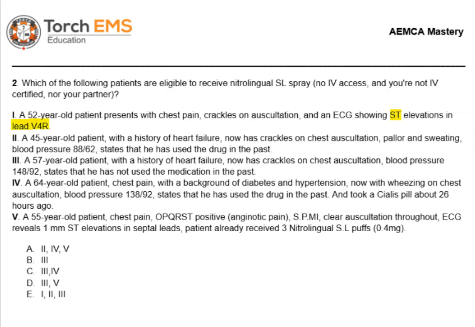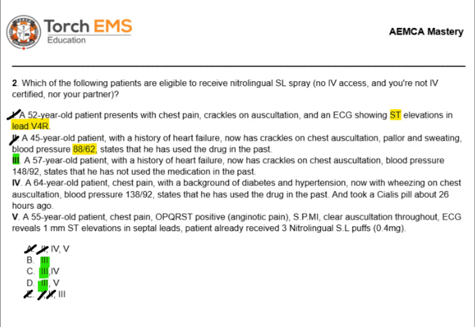In choice number 1, ST elevation in lead V4R indicate right side MI. In this case, nitroglycerin is contraindicated. This eliminates option E. In option number 2, the patient is hypotensive. Let's eliminate option A. Now you can see that option B, C, and D all share number 3. So option number 3 is probably true.